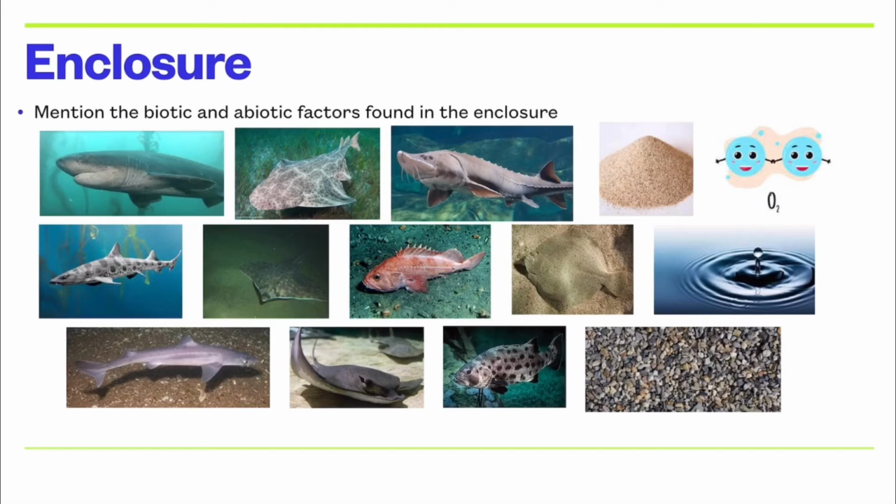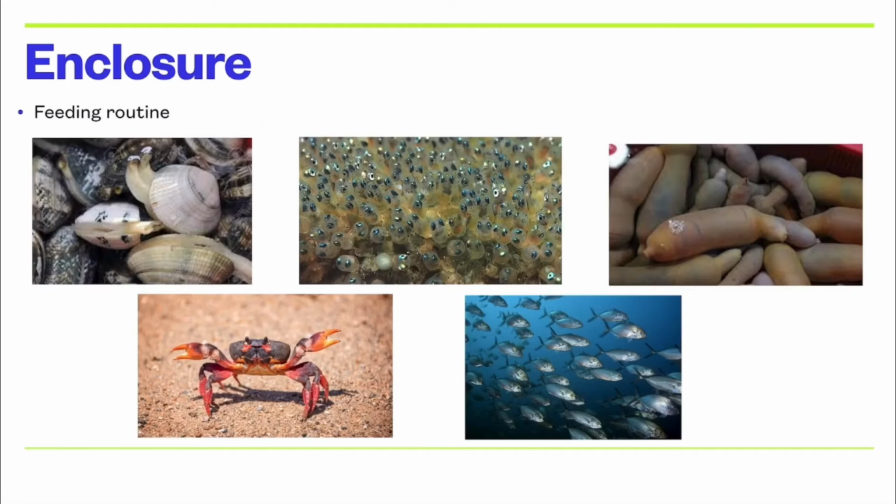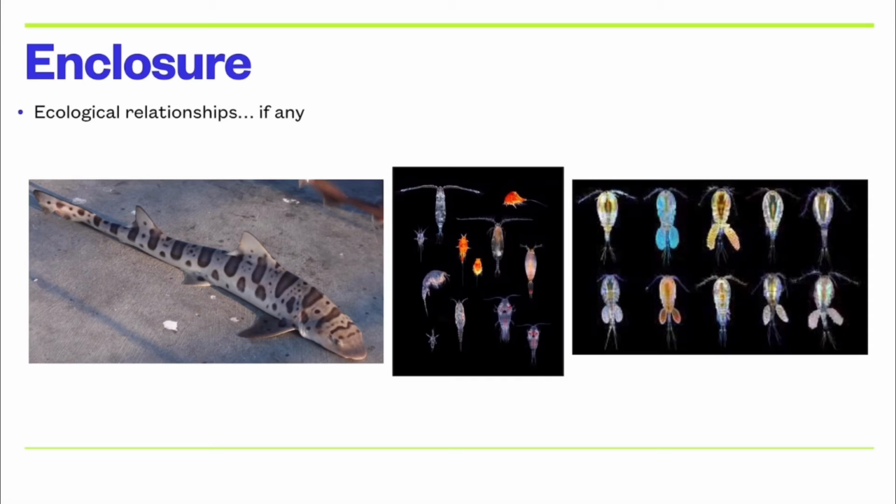Biotic factors found in this enclosure include seven-gill sharks, leopard sharks, spiny dogfish, Pacific angel sharks, big skates, bat rays, sturgeons, rockfish, giant sea bass, and flatfish. Abiotic factors found in this enclosure include sand, rocks, water, and oxygen. The feeding routine at this enclosure is clams, fish eggs, fat innkeeper worms, crabs, and fishes. The leopard shark has a parasitic relationship to copepods that often live on their skin.